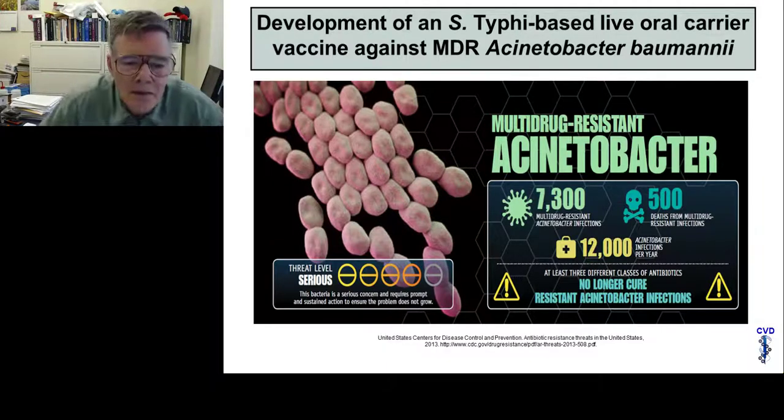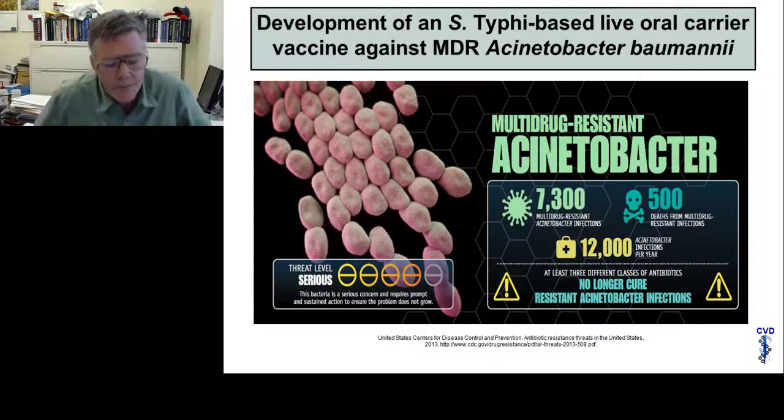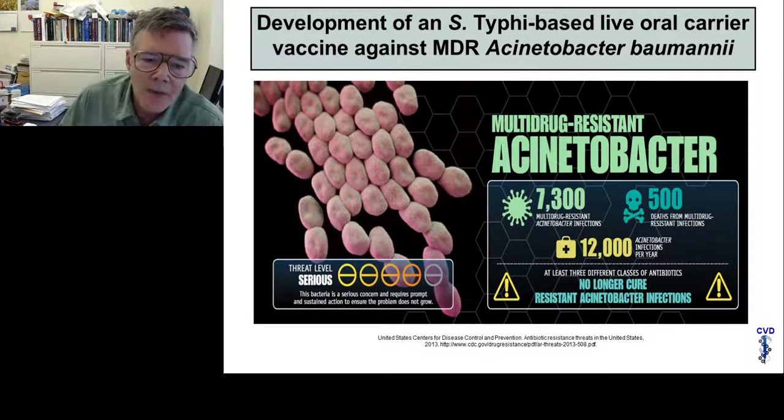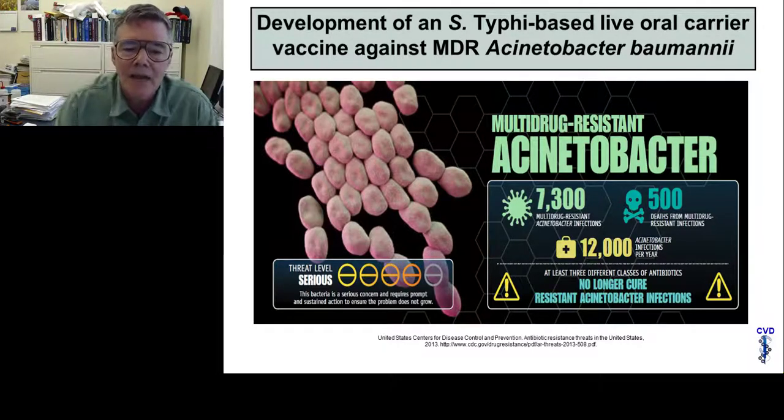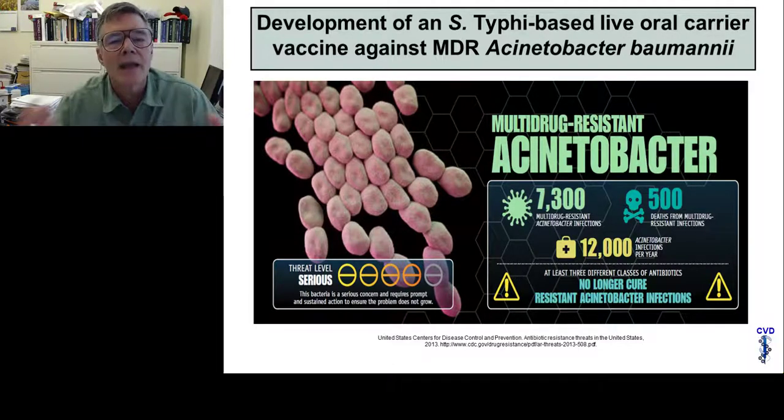To make a long story short, eventually the biodefense funding kind of dried up, and we were not able to take our anthrax vaccine into clinical trials. So the bad news was we never really got to test this in a clinical trial, but the good news was that the technology that was developed for this carrier vaccine is applicable to any pathogen.